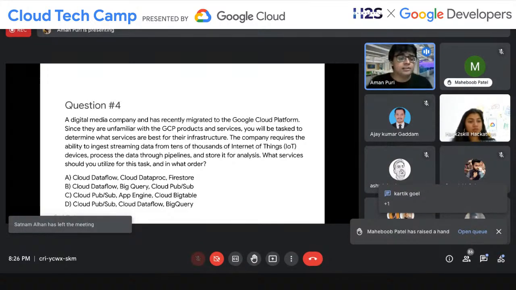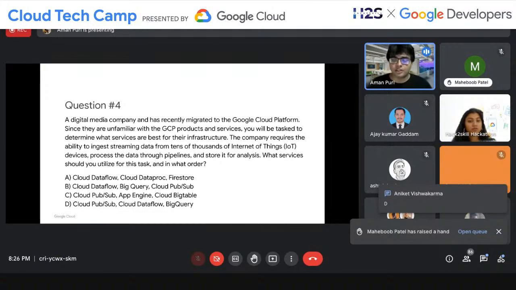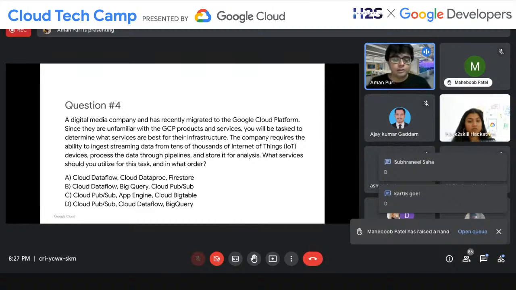So the correct answer to this would be option D, because to actually do the transformation, even if the data is coming from streaming data like IoT devices, you can use Dataflow to do the data transformations. And then you can use BigQuery for doing these analyses.